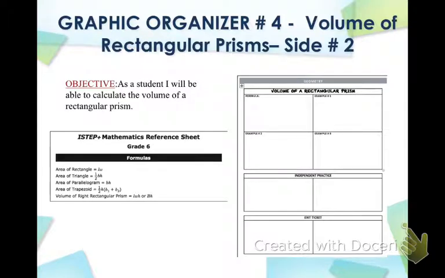You need graphic organizer number 4. We're going to work on the volume of rectangular prisms. We are on side number 2 of this graphic organizer. Your objective for this video is, as a student, you should be able to calculate the volume of a rectangular prism.